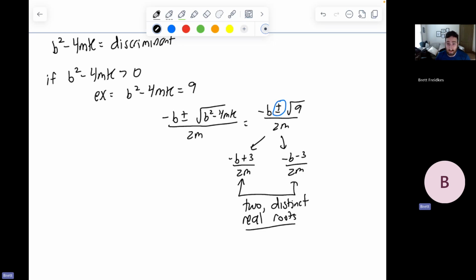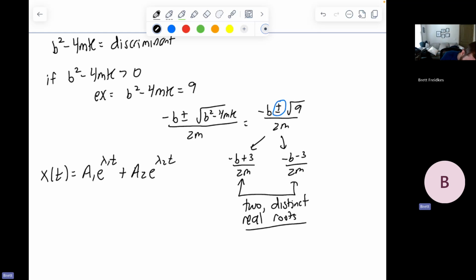So you end up just getting real numbers. Negative b plus 3 over 2m is some number. Negative b minus 3 over 2m is some number. It's just whatever it ends up being. So those 2 numbers will go into our solution that we had before. And I just have some numbers with some exponential behavior. And it'll end up being some exponential decaying type of behavior. But in general, that is what happens if this discriminant is positive.